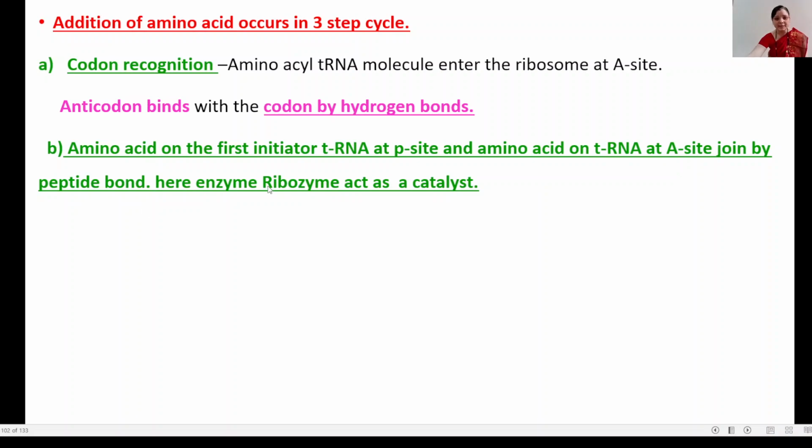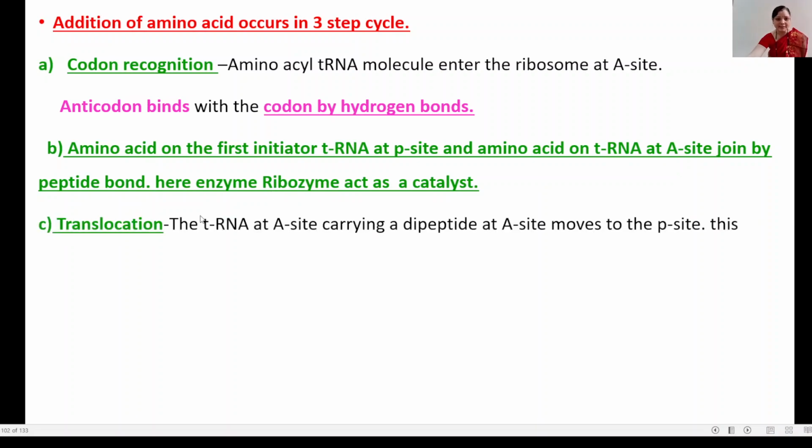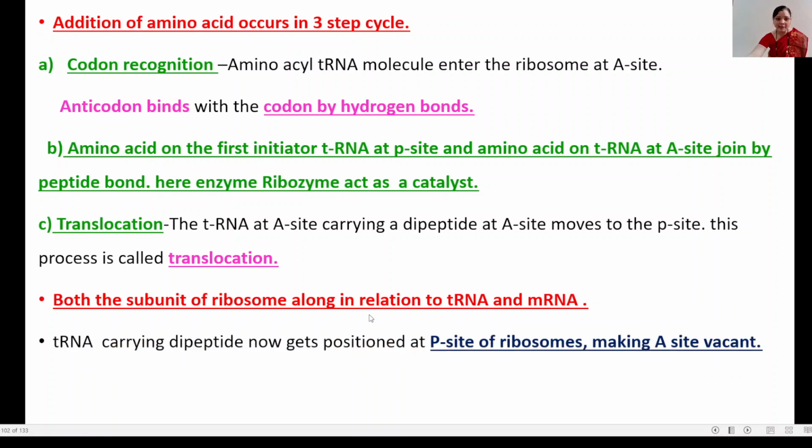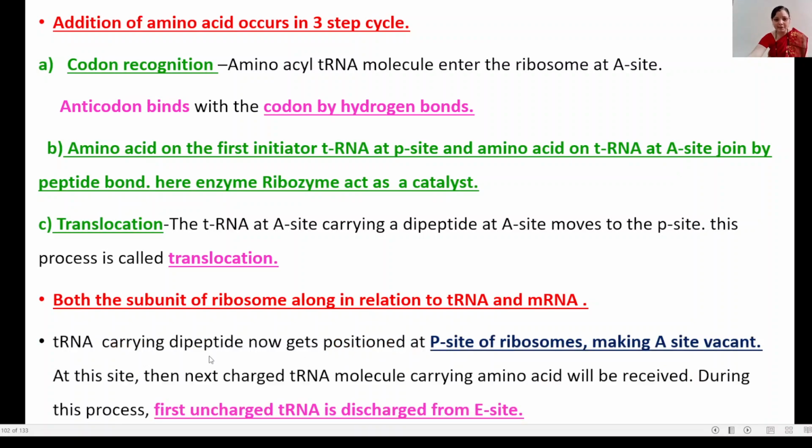Here the enzyme ribozyme acts as a catalyst. And translocation, that is, the tRNA at the A site carrying a dipeptide moves to the P site. This process is known as translocation. Then both the subunits of the ribosome move along in relation to tRNA and mRNA. The tRNA carrying the dipeptide now gets positioned at the P site of the ribosome, making the A site vacant. At this site, the next charged tRNA molecule carrying an amino acid will be received.